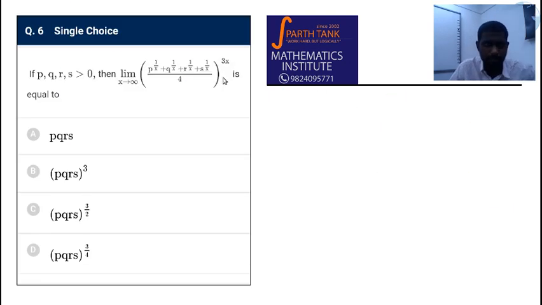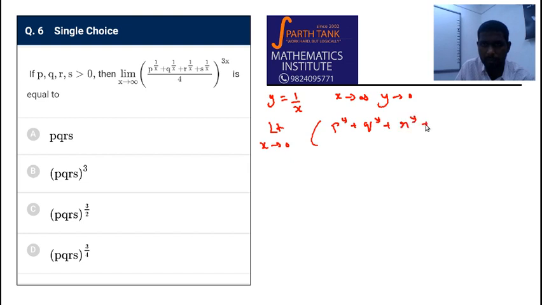Question number 6. Limit based problem. Limit of (p raised to 1 by x plus q raised to 1 by x plus r raised to 1 by x plus s raised to 1 by x) by 4, the whole raised to 3x, x tends to infinity. The first thing that I am going to do is take y is equal to 1 by x. Okay. Therefore, as x tends to infinity, y tends to 0. So the limit can be brought to y tends to 0, (p raised to y plus q raised to y plus r raised to y plus s raised to y) upon 4, the whole raised to 3 by y.